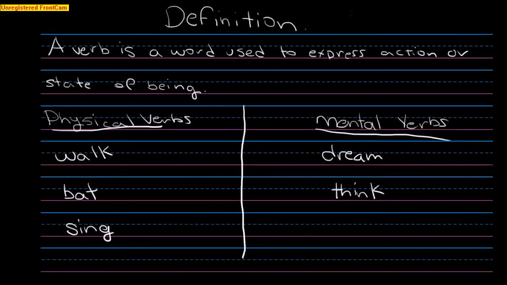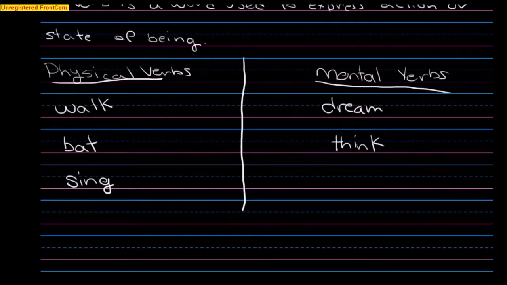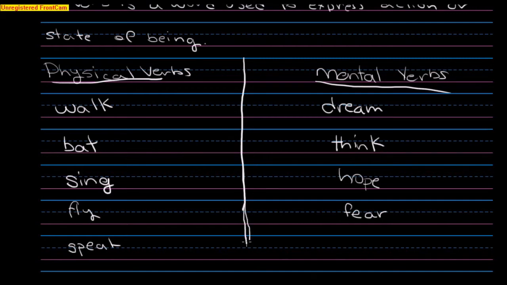So now that we know, let's add a couple more to these lists. For the physical verbs, I'm going to add fly and speak. And for mental verbs, I'm going to put in hope and fear. So you add some more to the list. You can just try to see if you can add any more.